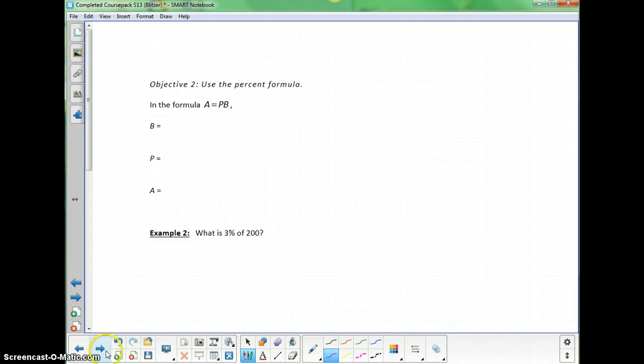Okay, in the next objective, we're going to use the percent formula. In the formula, a equals p times b. B is the base, or starting amount. P is the percent, written as a decimal. And a is the amount of the original quantity that I've taken the percent of.